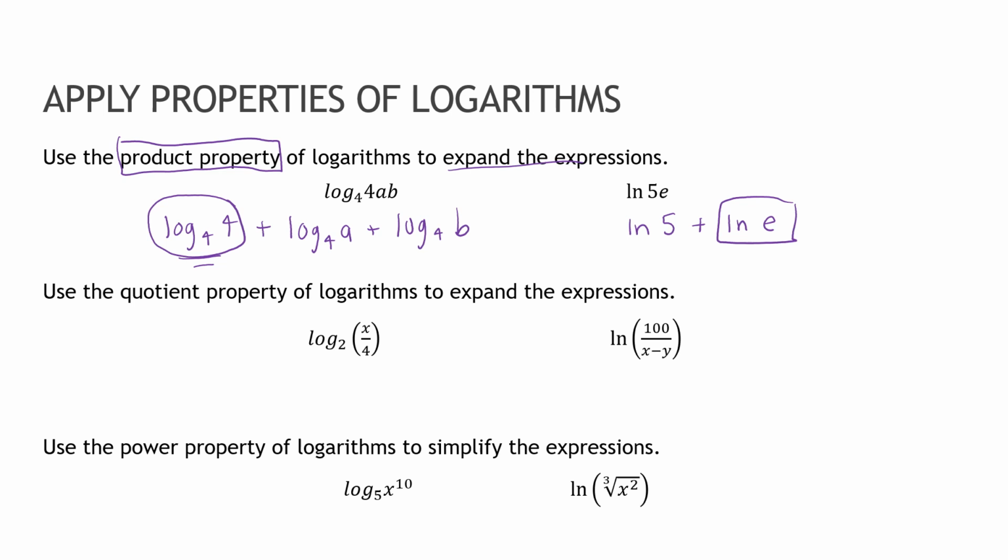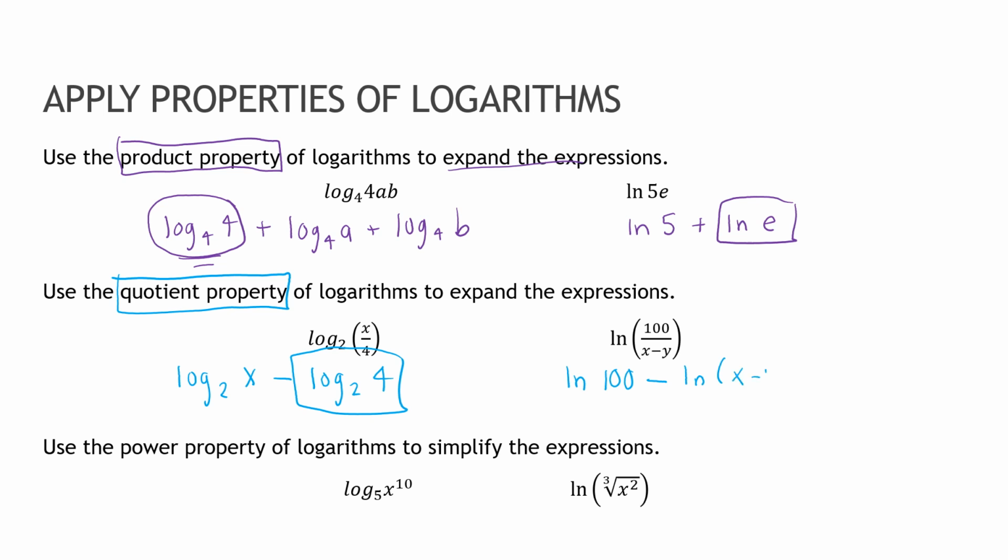Now let's look at the quotient property. The quotient property is like the product property, except we're going to subtract instead of add. So log base 2 of the numerator minus log base 2 of the denominator. And again, this is something we would be able to reduce. Next one, natural log of the numerator minus natural log of the denominator. Make sure you write that x minus y in parentheses.